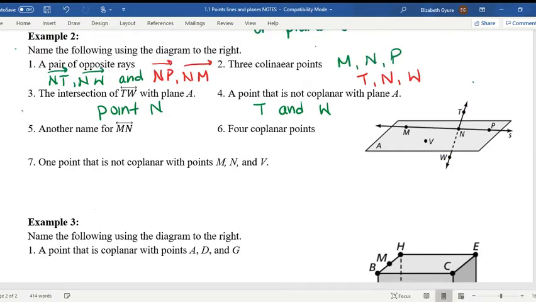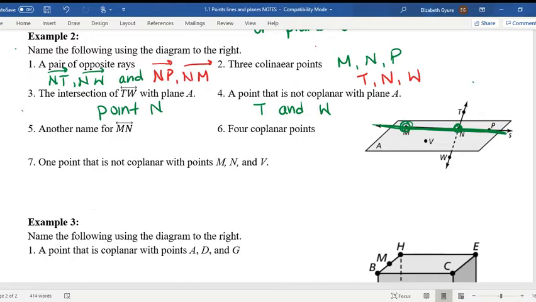Another name for line MN. So MN, sorry, I read that backwards. Another name for line MN. Here are those points. That means it's talking about this line, that horizontal line. So remember, when you name a line, you could either pick 2 uppercase letters or a lowercase cursive letter. Well, point P is also on that line, so you could use P to name it. It would all be the same line.